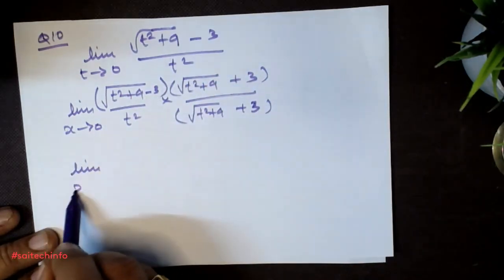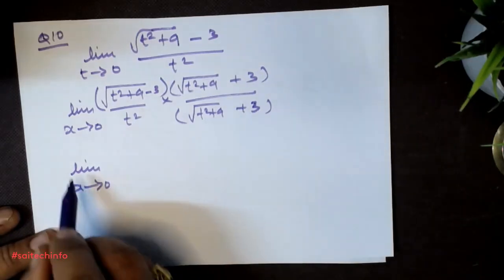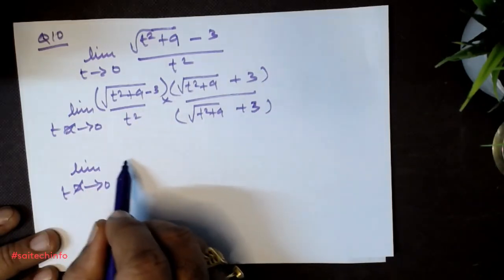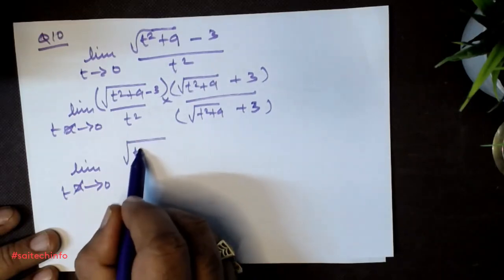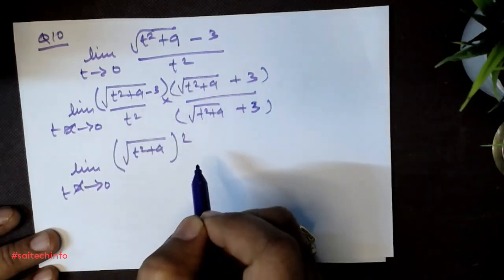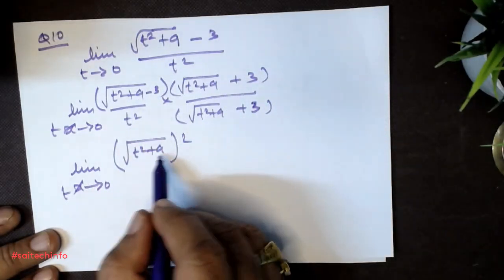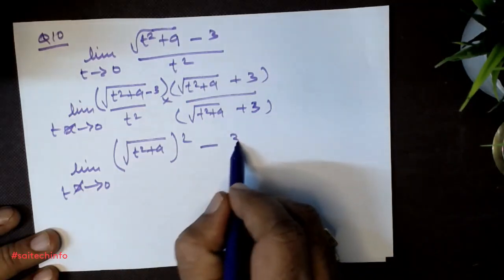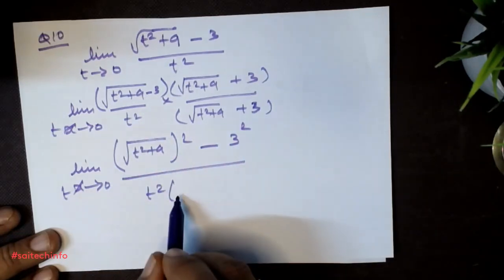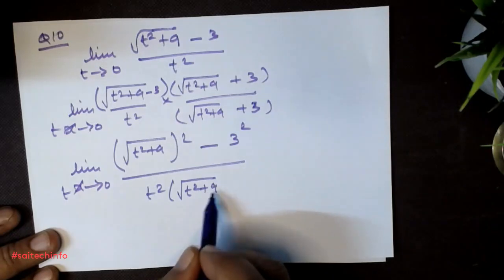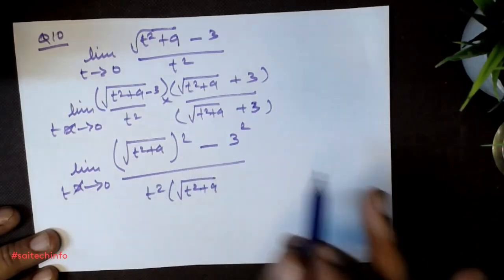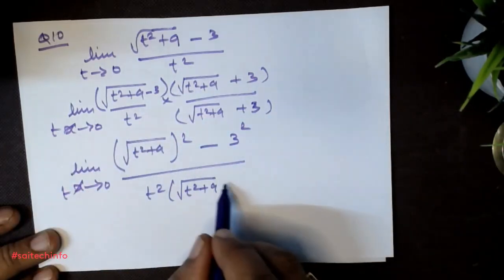Therefore you will get limit t tends to 0, and here root of t squared plus 9 whole squared. Are you able to follow? a minus b into a plus b, a squared minus b squared, 3 squared, whole divided by t squared into root of t squared plus 9 plus 3. Do not expand the denominator, keep it as such. You should never attempt to expand the denominator, because sometimes if it is available as a factor, that can be cancelled.